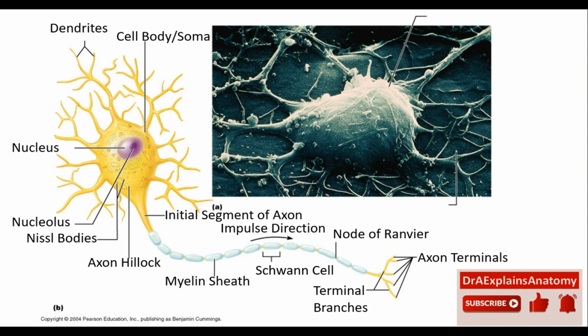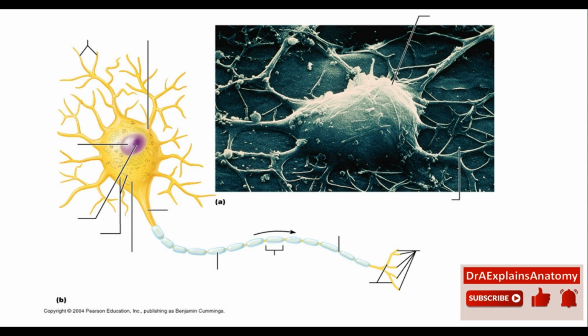Don't confuse the dendrites with the axon versus the axon terminals. Dendrites receive the signals, and the axon carries the signal toward the axon terminals, where the synapse happens. This right here is the cell body, also called the soma of the neuron, and these are the dendrites.